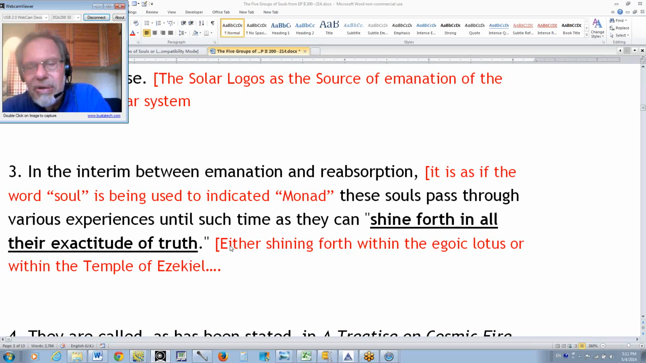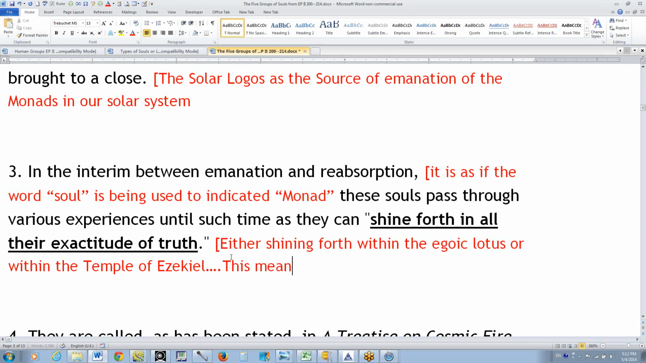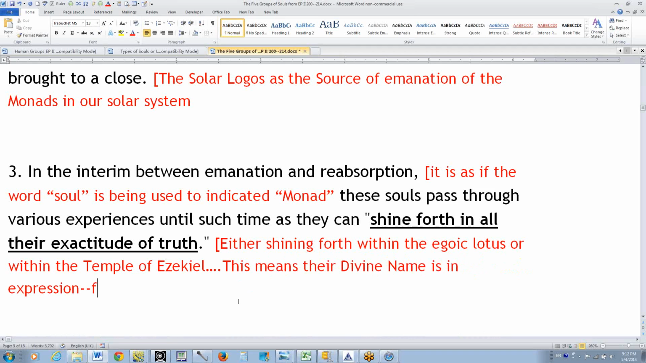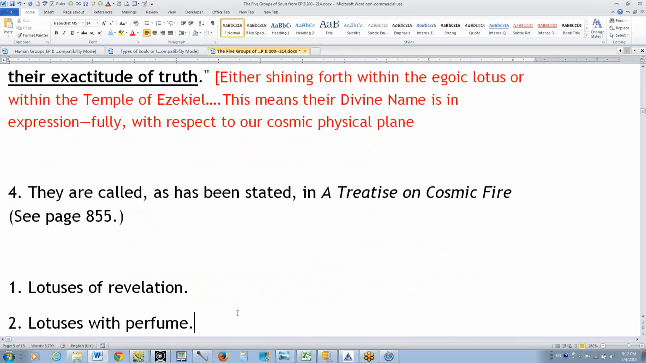You cannot take your monadic vehicle onto the cosmic astral plane, and it just depends on when transit to the cosmic astral plane is possible. It does look as if the Christ is able to make his way onto the cosmic astral plane, but I would say that this must be done as an unsheathed monad, or a monad carrying some different kind of sheath. So, these souls pass through all manner of experiences until they can shine forth in all their exactitude of truth, which means their divine name is in expression fully with respect to our cosmic physical plane. So we're not just talking about a fourth degree initiate here, we're talking about something else.